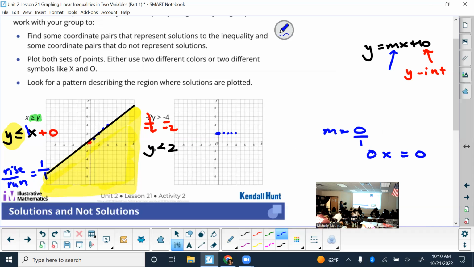Will it be solid or dashed based on the symbol? I agree. Sorry, I tried using a different symbol. And then shaded above or below? Below, because it's less than. Question? Because anytime that doesn't have that line underneath the symbol, so like here it has a line underneath, here it doesn't, it's going to be dashed. Because anything that's on the line will not be included. Questions about that?